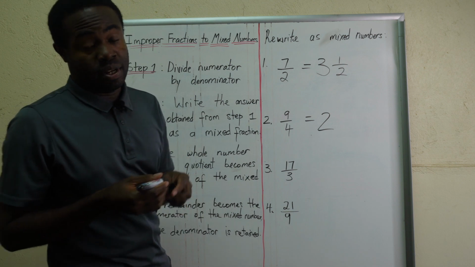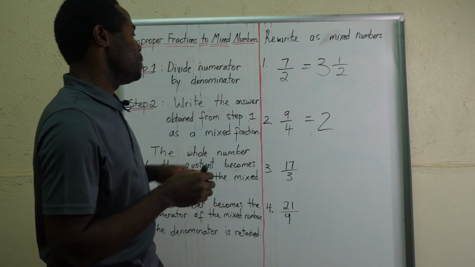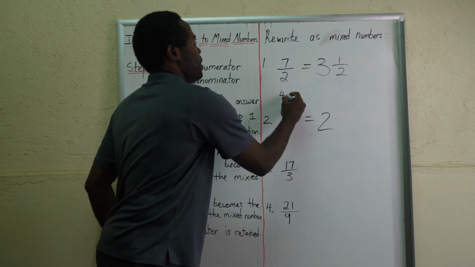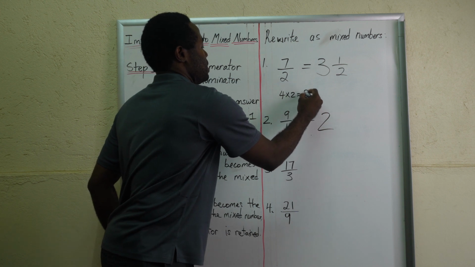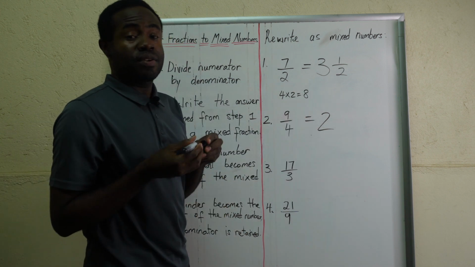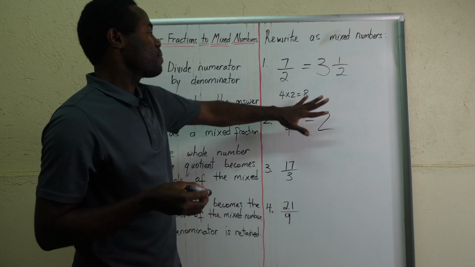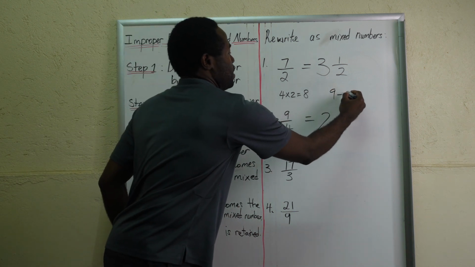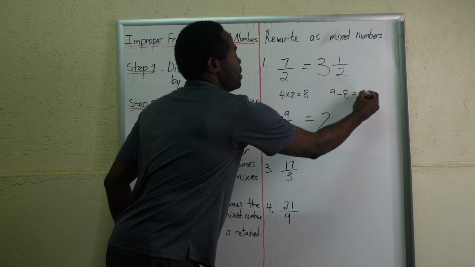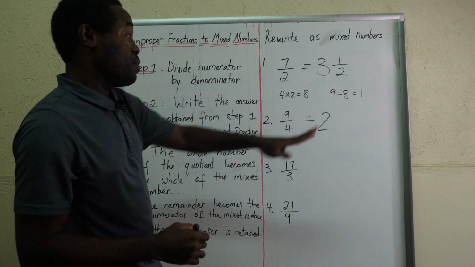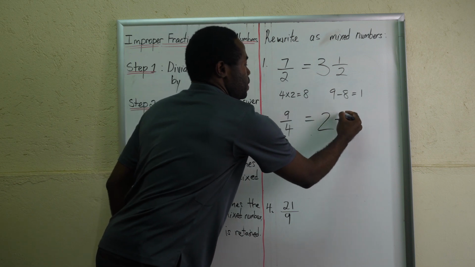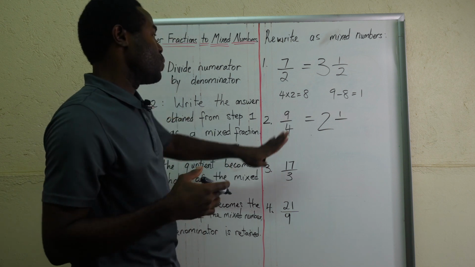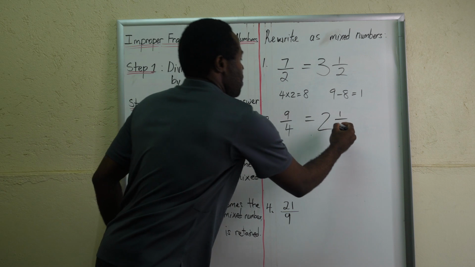So let me help you with how to obtain your remainder. You simply multiply your denominator by the whole number. So that would be 4 times 2, which is 8. To obtain your remainder, simply subtract the product from the numerator. So that would be 9 minus 8, and that would leave a remainder of 1. So the remainder is 1, which will now become the numerator. And again, the denominator doesn't change, so we write back the denominator, which is 4.